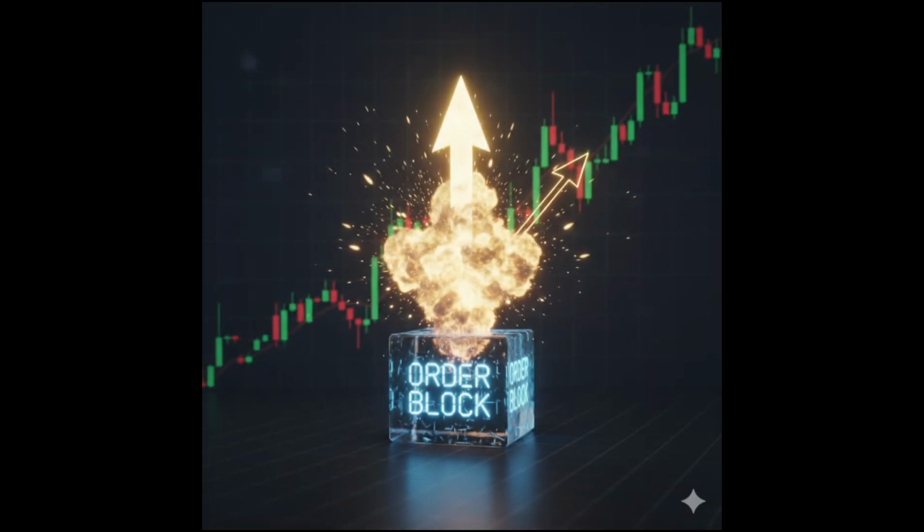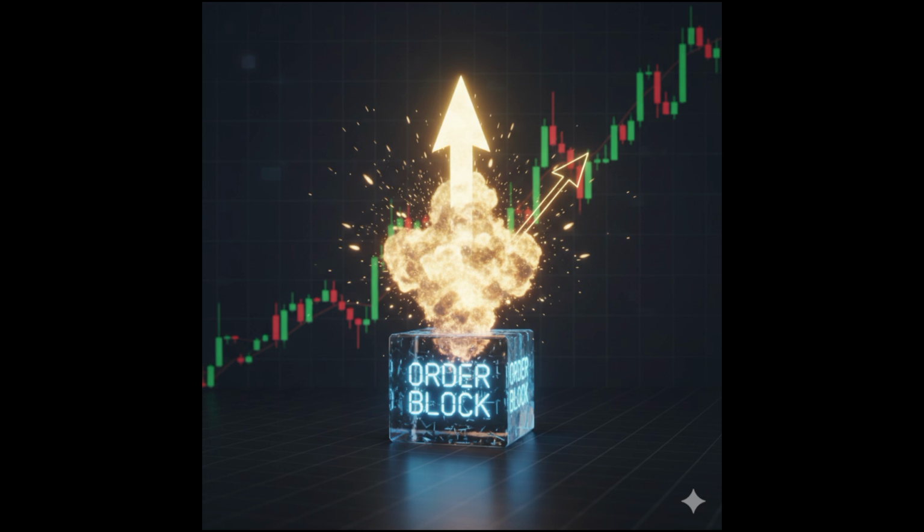Order blocks: the institutional buy signal. Now, let's talk about order blocks. An order block is the last candle, or the last few candles, before a major institutional move. Think of it as the institutional gather before the storm. Visually, an order block is typically a large, strong candle.